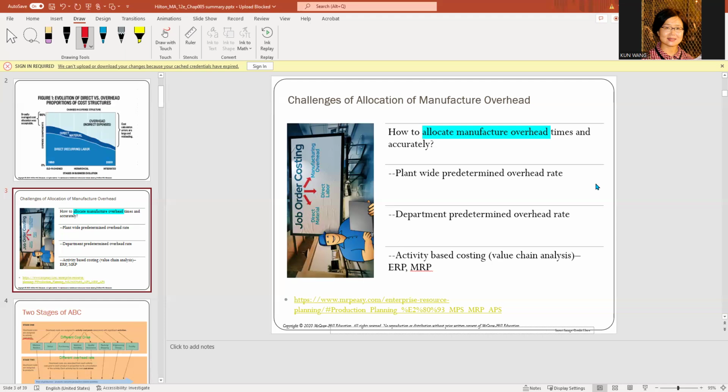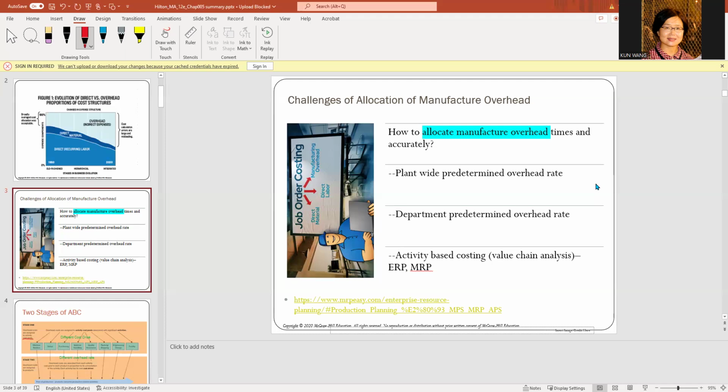So the workload in this case will increase compared to the plant-wide, but the accuracy and the relevance of the cost data will be much improved over the plant-wide. So that's the second stage of the overhead allocation approach. And now with more diversification and the emphasis on the value chain analysis of the manufacturer or business activities, we evolve into a new system we call activity-based costing.